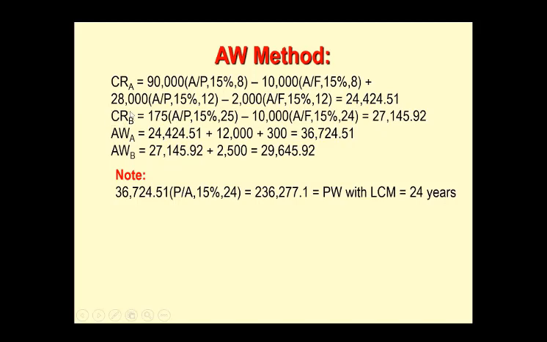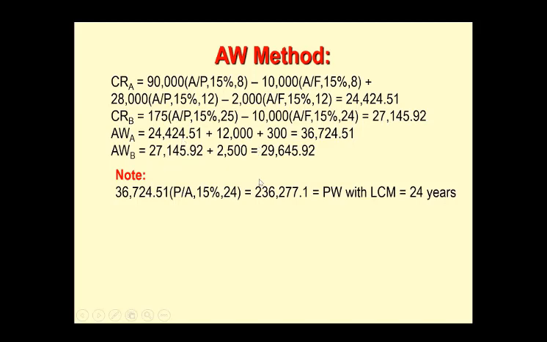And now we can calculate the capital recovery of plan B. It includes 175,000 times the capital recovery factor. 175,000 is the initial cost for the conveyor system. Plus 10,000, the salvage value for the conveyor system, times the sinking fund factor. Then we have the capital recovery value.